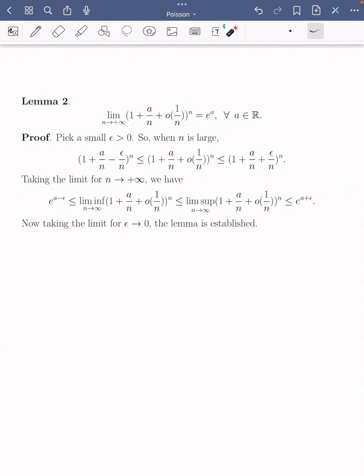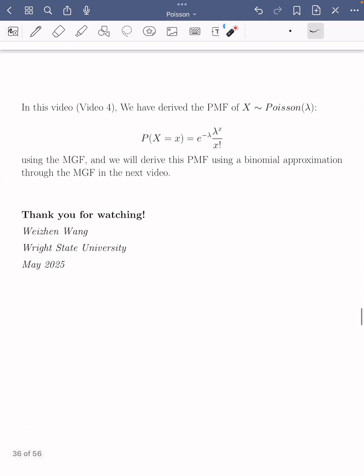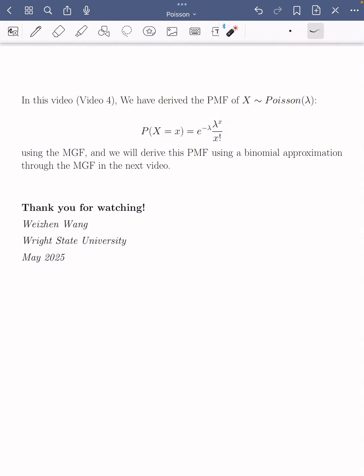So now we complete the proof of the probability mass function for the Poisson distribution using the moment generating function. In the next video, we will derive the probability mass function using a binomial approximation, also through the moment generating function in the next case.